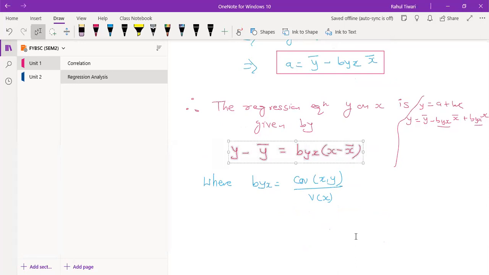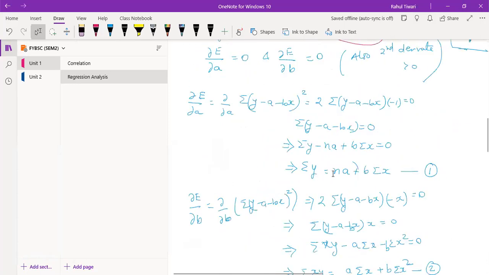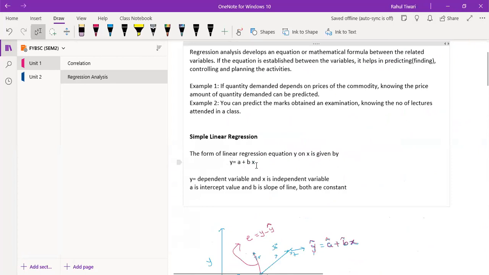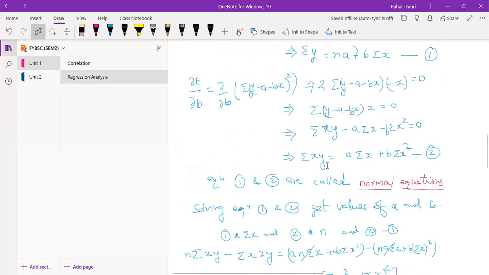Okay, similarly, you have to do it for X on Y. If your equation becomes X is equal to A plus BY, then we have to do this whole procedure. Try it out. If you get it, that's fine. If you don't get it, then give me 1 minute. So are you getting it, students? Can you work on that? Take your time.